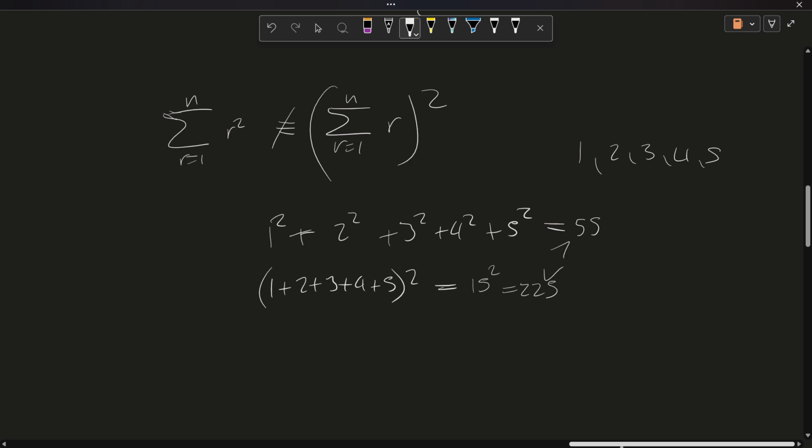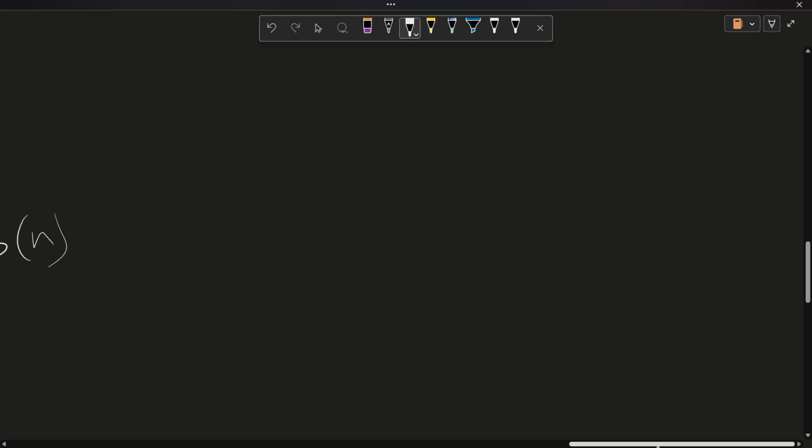These are obviously not the same, so it doesn't work. Besides the point, when you have an r squared, the corresponding summation formula will always be 1 over 6 n plus 1 2n plus 1. When r is cubed, the corresponding formula will be 1 over 4 n squared n plus 1. You just need to memorize the formulas.